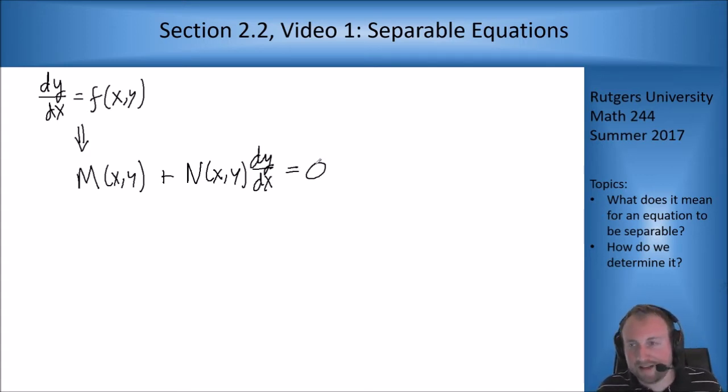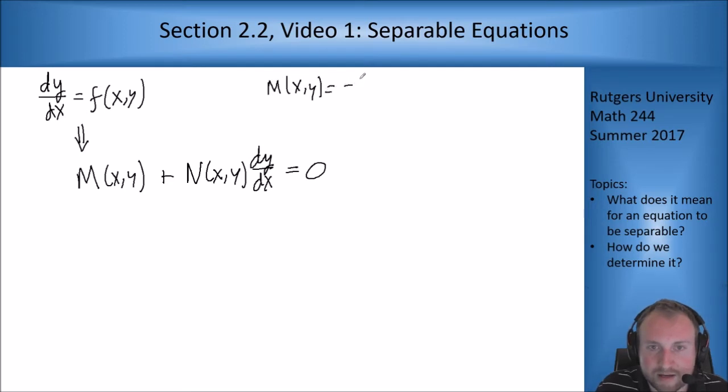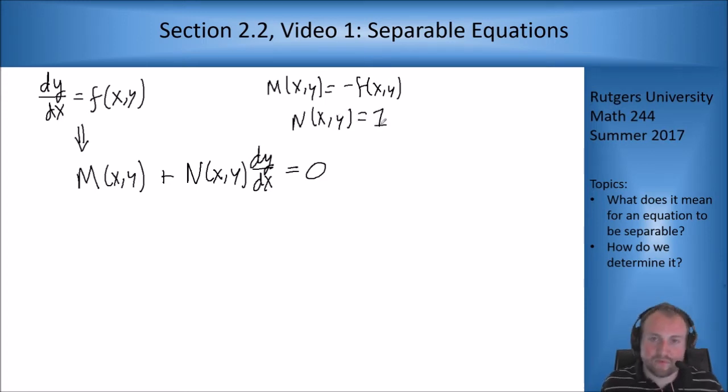Now there's an easy and obvious way to do this. You can just set M of x and y to be negative f and N to be 1. That works. It satisfies those conditions. I've rewritten it in that form. However, there might be better ways to do that. For instance, if f has a fraction, I can clear the denominator and move that over to N, that sort of thing.